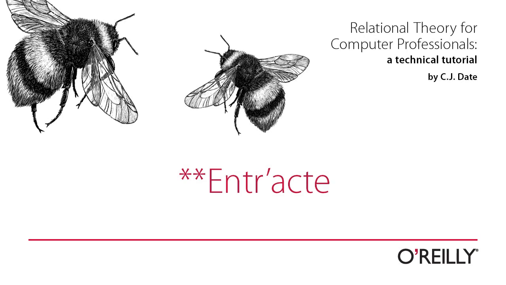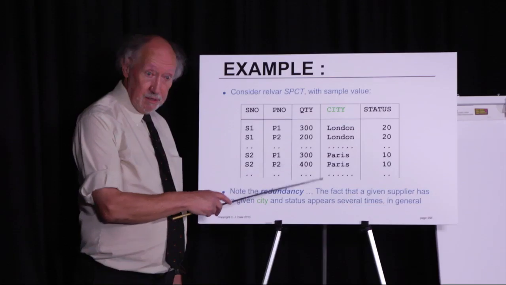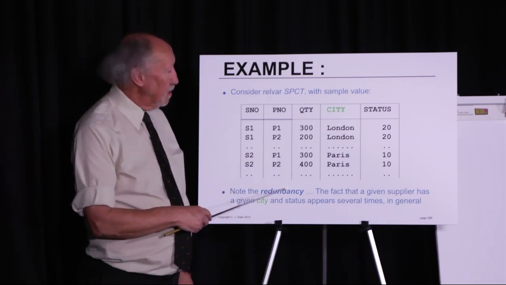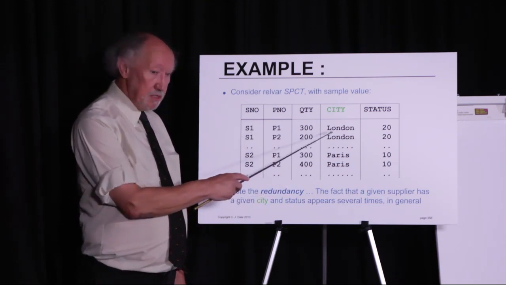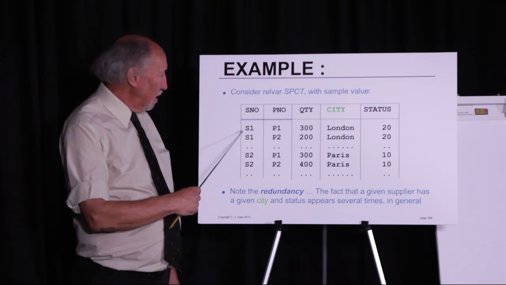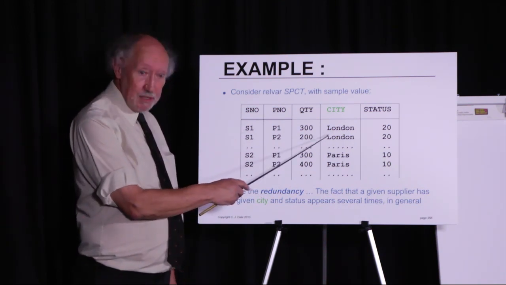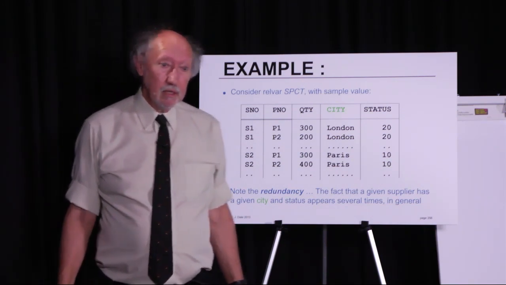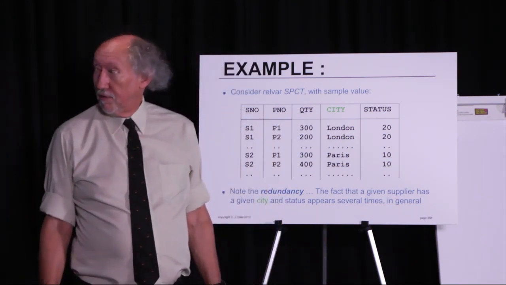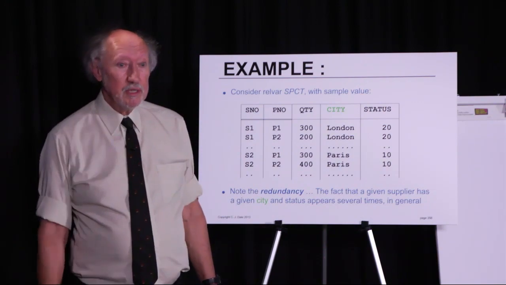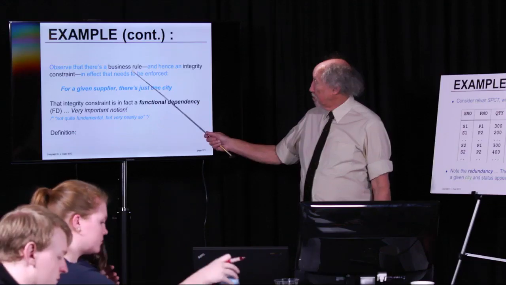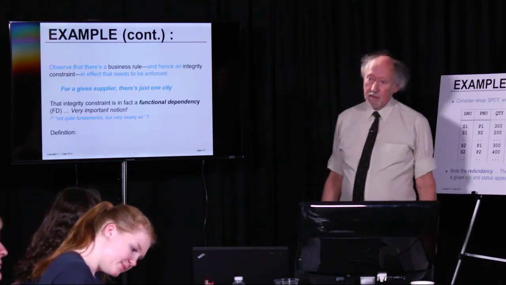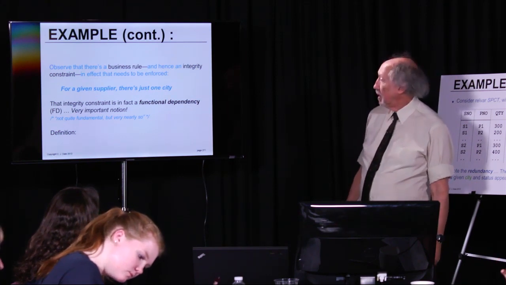I mentioned before we took the break that in this design here we have a constraint that for one supplier number there's one city. Whenever we see supplier 1 in a tuple here, we have to see London as well. In fact, there's a business rule we're talking about here. The business rule is for a given supplier there's just one city. And if there's a business rule, that means there's an integrity constraint that needs to be stated and enforced.